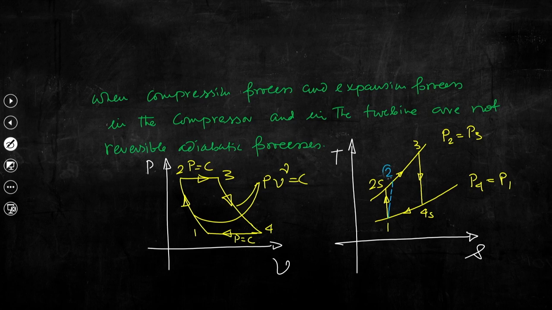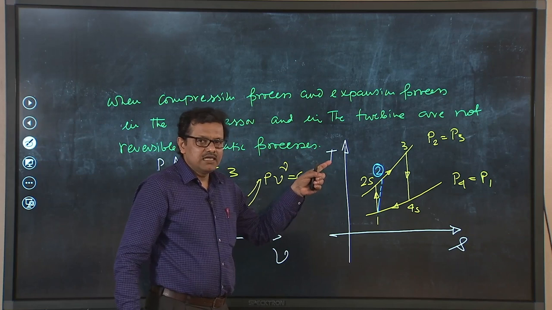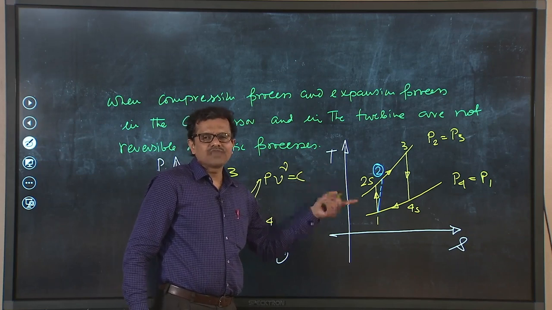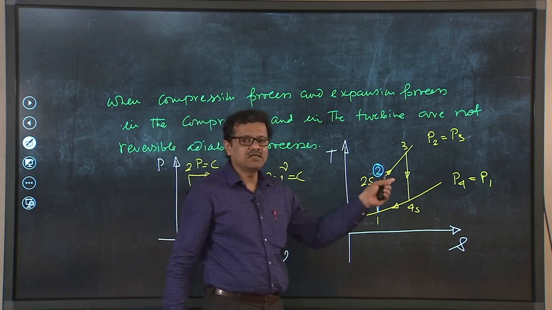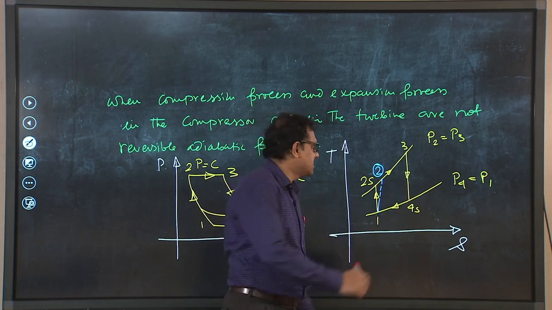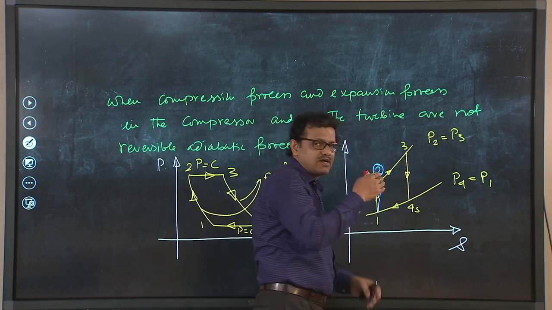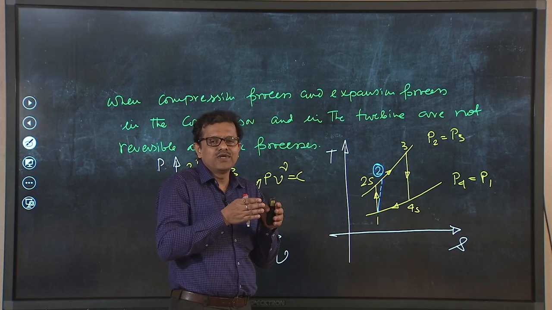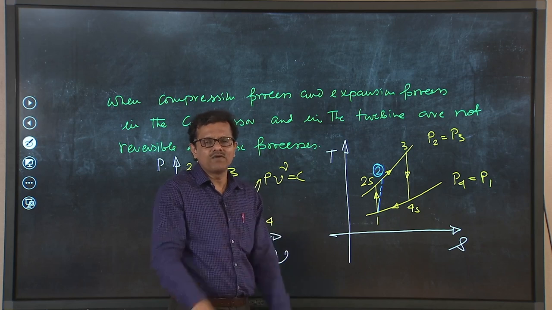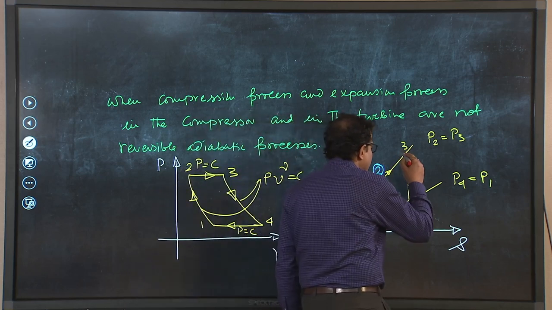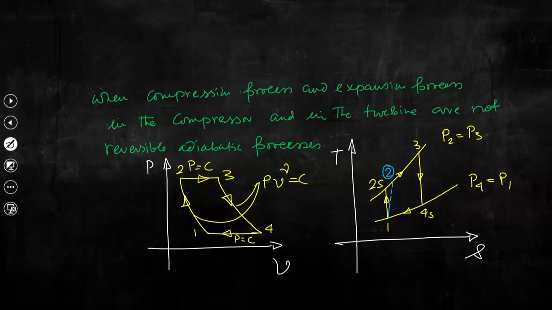So, this is 2. Similarly, it can be shown by making use of the second TDS equation that entropy in the expansion process, basically if we consider the expansion process from 3 to 4, then in the direction of flow or forward flow direction, entropy will increase and the actual process would be like this. So, this is 4.